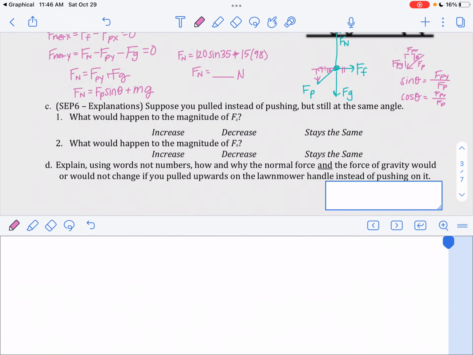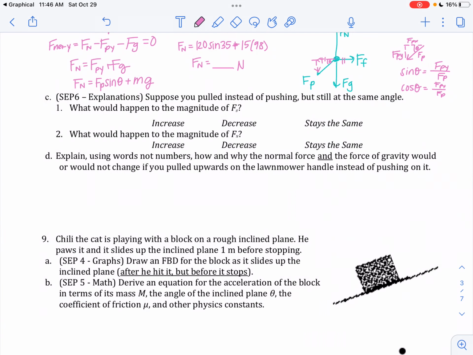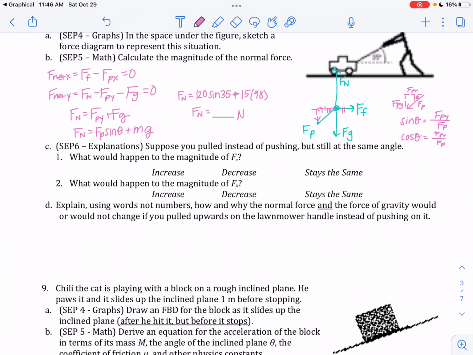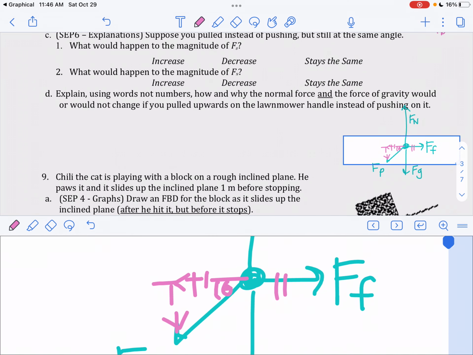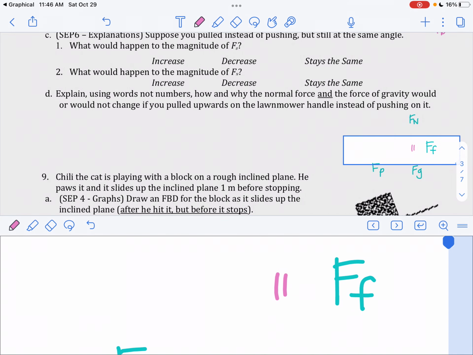Okay, so now instead of pushing but still at the same angle, now you're pulling. So what I'm going to do is I'm just going to copy this FBD. Right away, I draw an FBD. So think about that question on our Unit 1 summative, or our Unit 2 summative 1. Draw an FBD. Just because it doesn't ask you to doesn't mean you shouldn't.